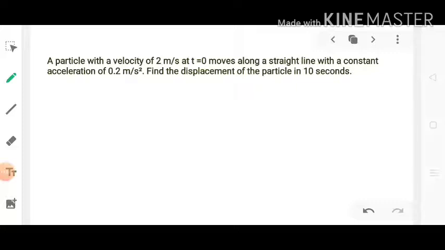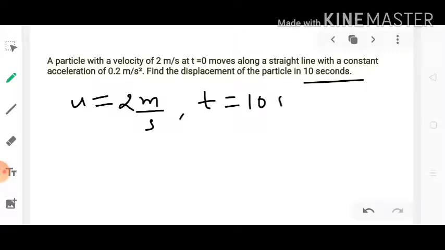Next question. A particle with a velocity of 2 meter per second at t equal to 0, that is the starting, moves along a straight line with a constant acceleration of 0.2 meter per second square. Find the displacement of the particle in 10 seconds. Beginning again with the given values. What is the initial velocity? 2 meter per second at time equal to 0. What is the total time? 10 seconds. It is given in the question.